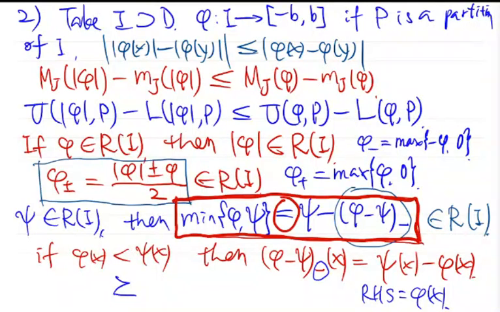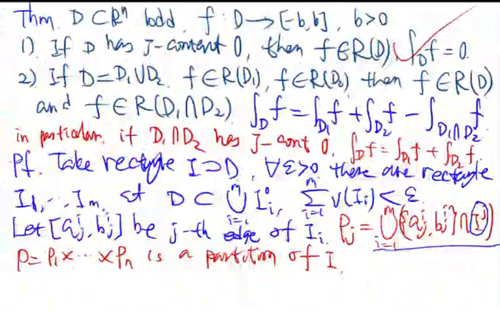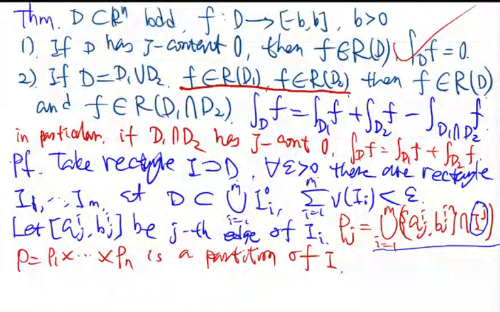Okay, so with this preparation, we can say what we are going to do. We want to prove that if f is integrable over D1 and D2, then it is integrable over the union of D1 and D2, that is our D. Also integrable over the intersection of D1 and D2. Also, this equality is true. This is what we need to prove.